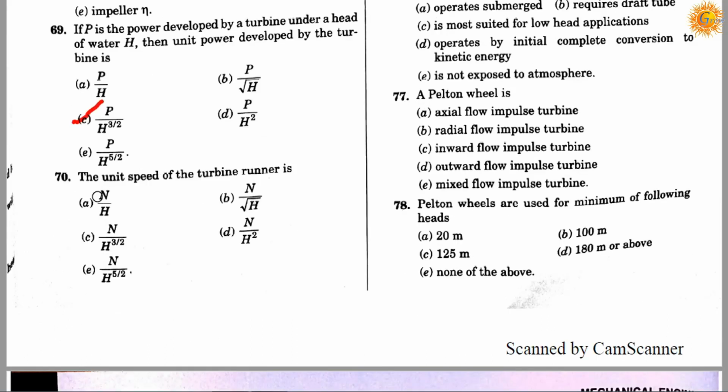Question number 70. The unit speed of the turbine runner is: option A, N by H; option B, N divided by under root H; option C, N divided by H power 3 by 2; option D, N divided by H square; and option E is N divided by H power 5 by 2. Correct answer will be B. It will be N divided by under root H.